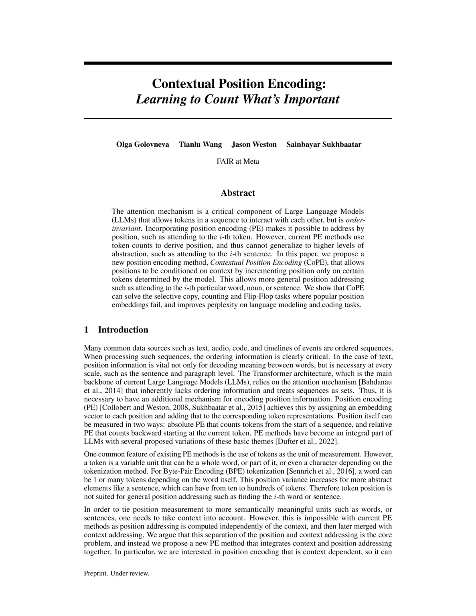Traditional position encoding methods, such as absolute and relative PE, treat position and context addressing independently, leading to limitations in tasks that require nuanced understanding of sequences, such as counting problems and selective copying tasks. COPE addresses this issue by introducing a new position encoding mechanism that measures positions in a context-dependent manner, allowing the model to represent various levels of position abstraction simultaneously, from token positions to sentence positions.